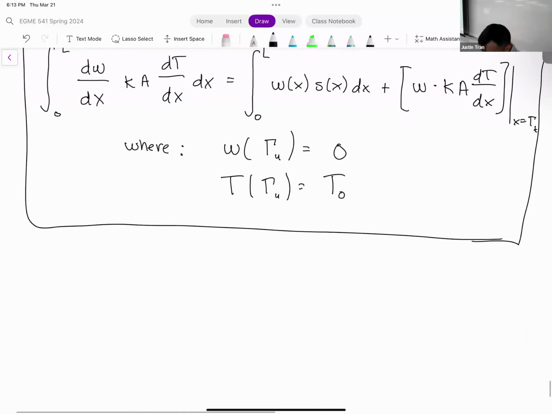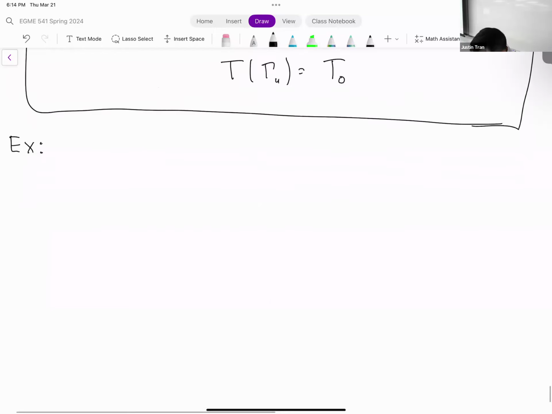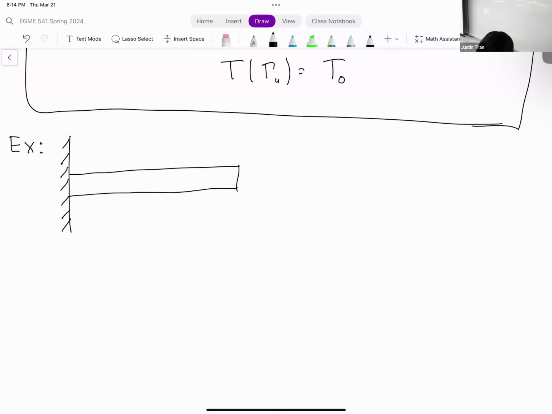Okay, so let's do another example. We're going to do a strong form solution, and then we're going to do an approximate weak form solution. So this is the problem. We have our rod here. At x equal to 0, we have our fixed temperature, T naught. Our applied temperature is 25 degrees Celsius.